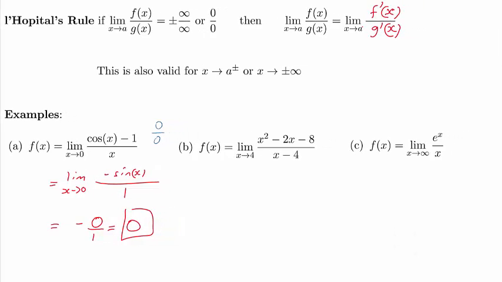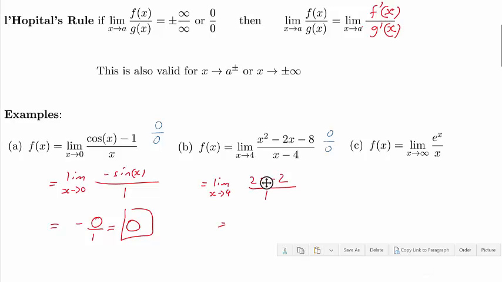All right, so for this one, if you plug in 4, you will notice that the top becomes 0, and so does the bottom. We have a 0 over 0 form, so we can apply L'Hopital's rule. Limit as x approaches 4. Take the derivative of the top: 2x minus 2, over 1. Put in the 4, and we get 8 minus 2, which is 6.